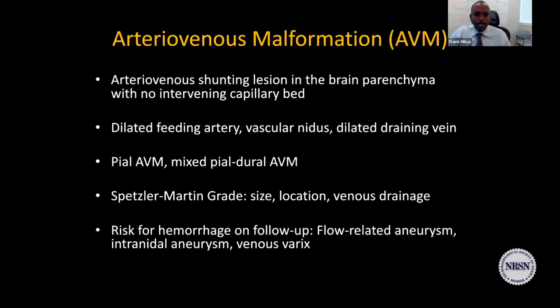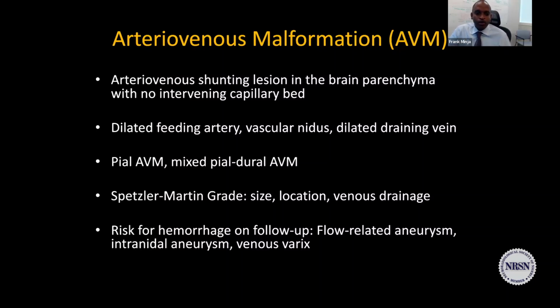This is the big lesion where you have an artery that has no intervening capillary bed. So an artery goes to a vascular nidus and goes out to a draining vein. So there are 3 cardinal features of an arteriovenous malformation. You need a dilated pipe feeding it, so a dilated feeding artery. You need the vascular nidus that is replacing the capillary bed, and you need a large pipe draining it, meaning a dilated draining vein. If you do not have these 3 features, you do not have an arteriovenous malformation, period.